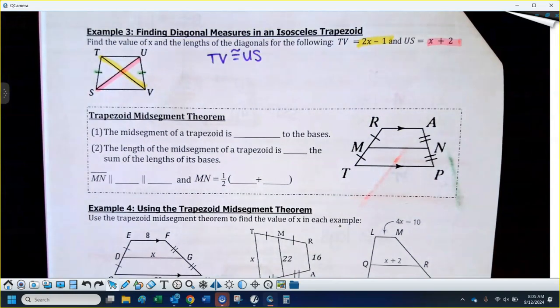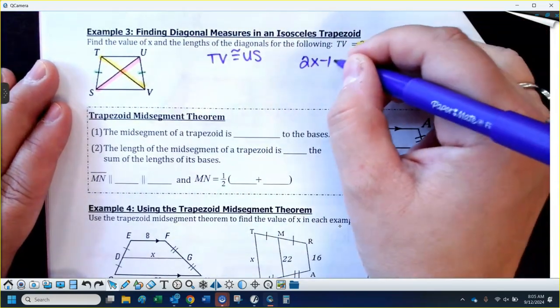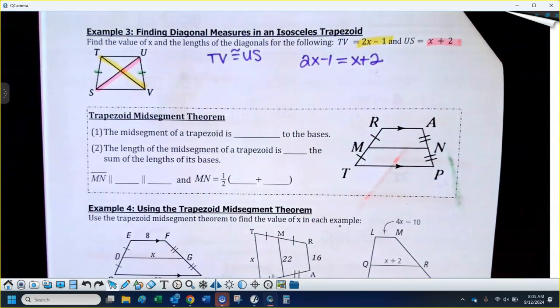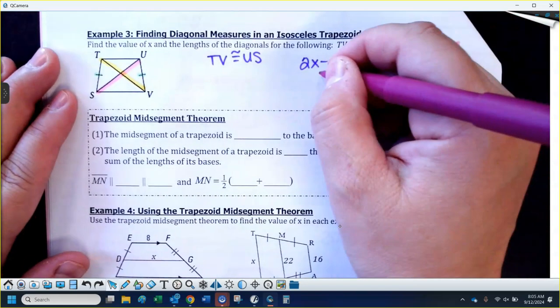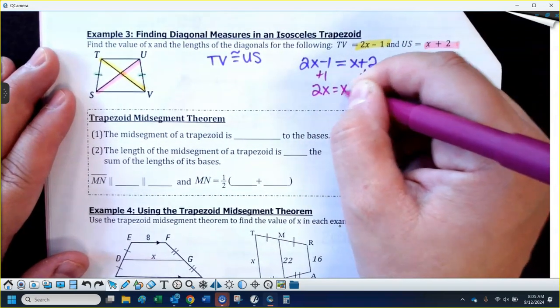So all you have to do is just set these two little expressions equal. So I'm going to do 2x minus 1 has to be equal to x plus 2. Can anybody walk me through how they would solve that equation? If I got 2x minus 1, x plus 2, what would you do to solve that? Oh, I heard like 3 different things. Tell me what you want to do. Plus 1. Sure. All right, so I got 2x equals x plus 3.